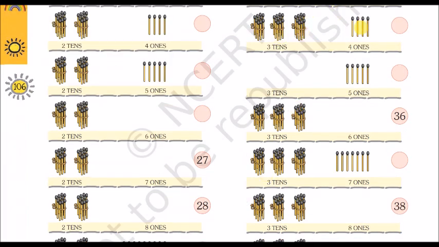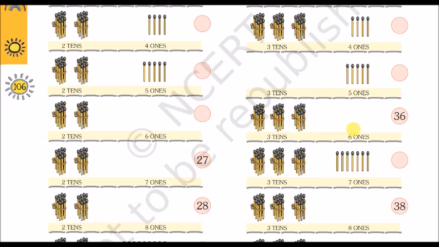3 tens and 4 ones. यहाँ पे हम लिखेंगे 30, 31, 32, 33 and 34. 3 and 4, 34. 3 tens and 5 ones. 30, 31, 32, 33, 34 and 35. हम लिखेंगे 3 and 5, 35.